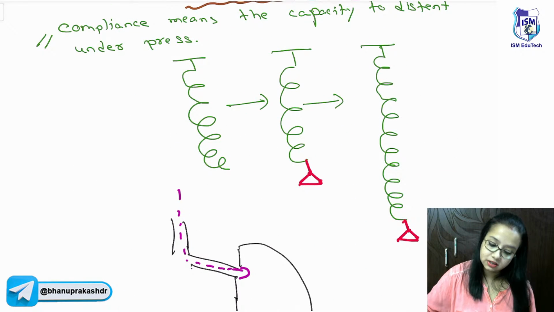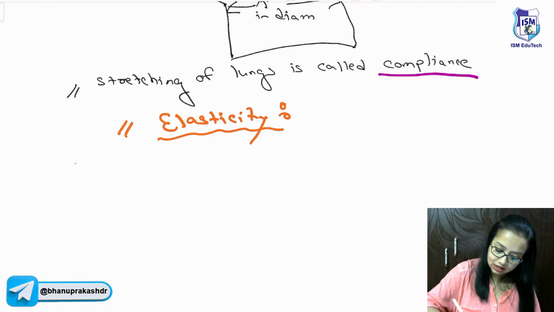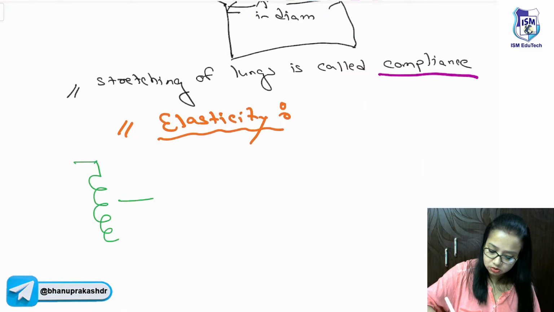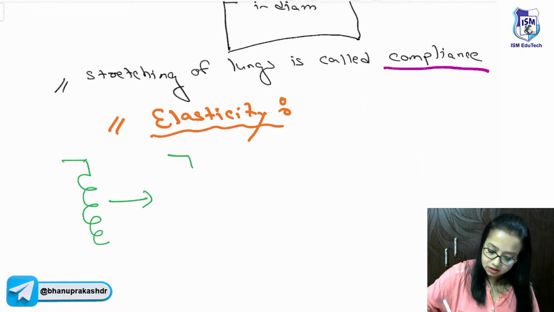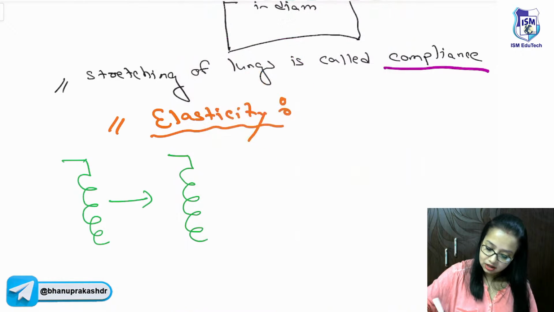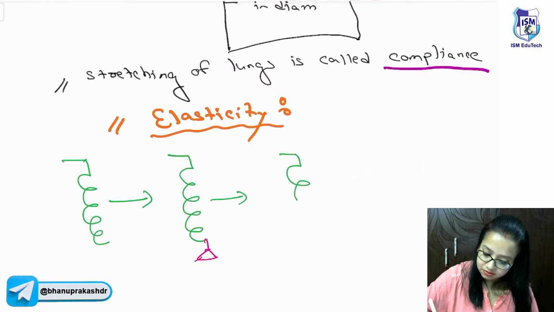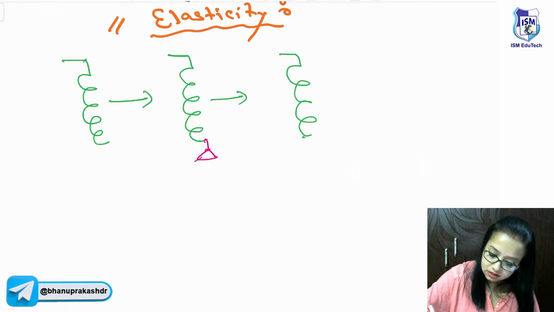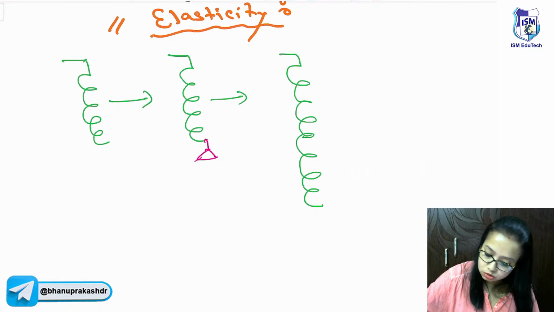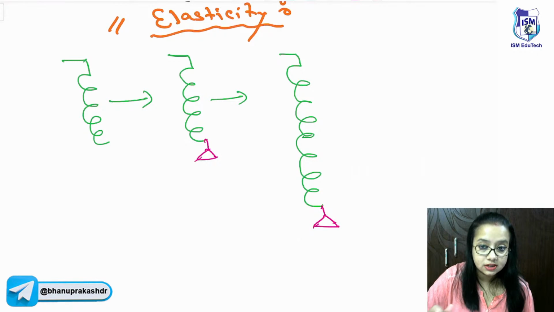So let's go back to this same example. Now again here, what have I seen? I have seen that this spring, when I have hung a weight, manifested compliance. It manifested stretchability, right? Okay.